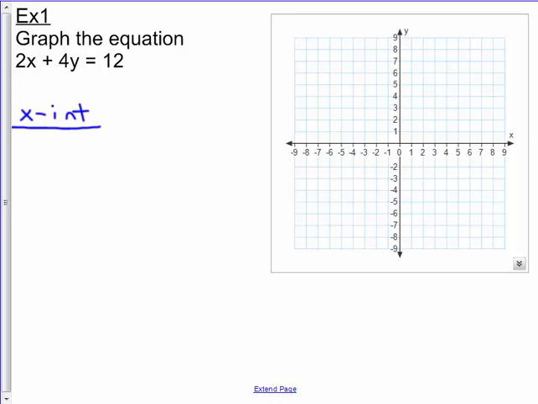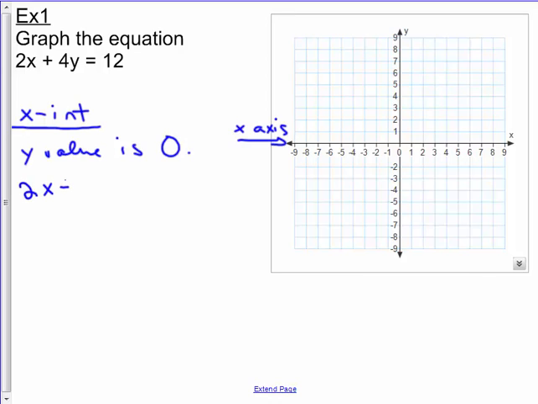So first of all, when we talk about intercepts, we have to think about what that means. Well, to intercept something means to cross. So when we talk about the x-intercept, we want to find where the line crosses the x-axis. What we have to think about is this. What do I know? Anytime it crosses the x-axis, the y value is 0. That's the key, is that the y is 0.